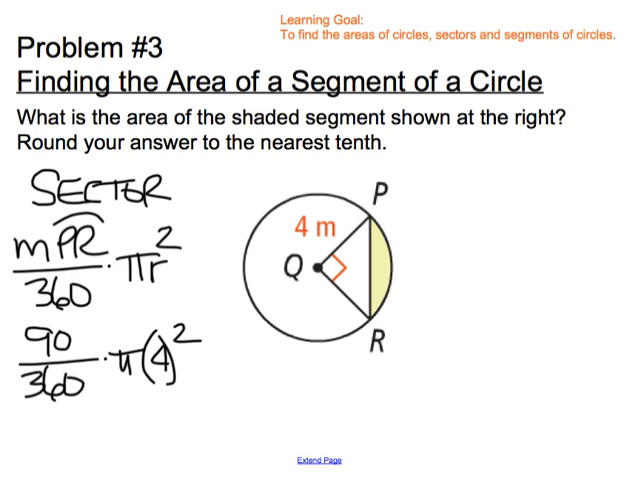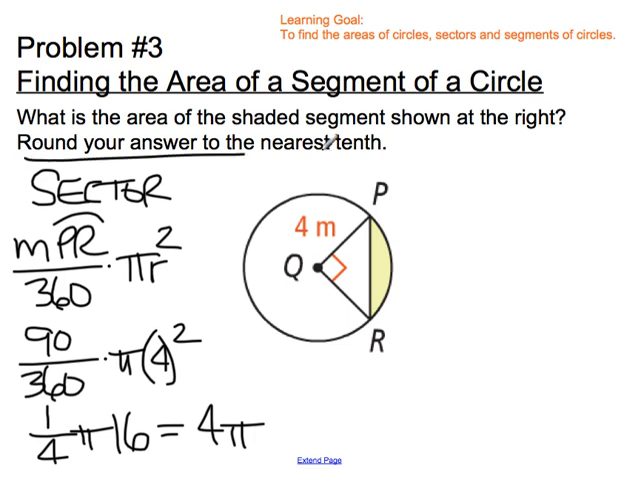So the 90 over 360, I'm going to simplify that. And 90 over 360 is 1/4 of the circle. So I'm going to multiply that by pi, and 4 squared is 16. So I have 16 divided by 4, which gives me 4 times pi. Now I know that the question says to round my answer to the nearest tenth, but for right now I'm just going to leave it like this.